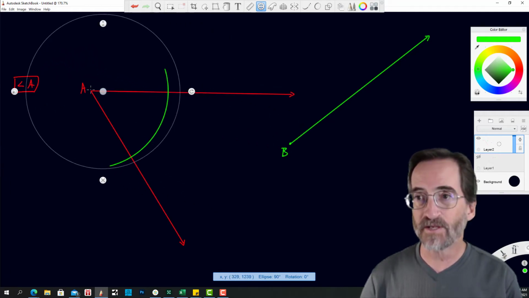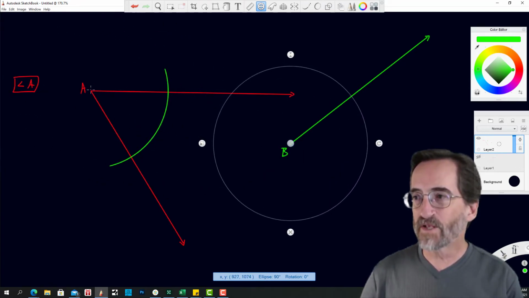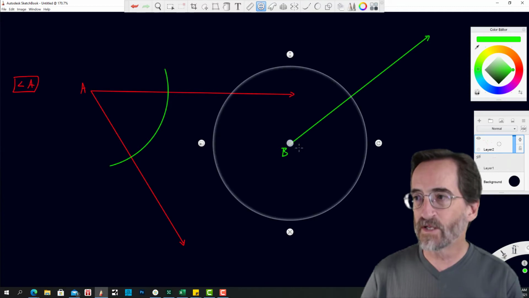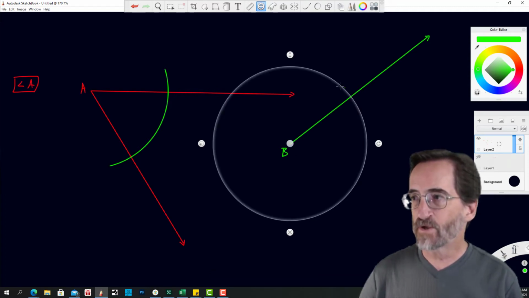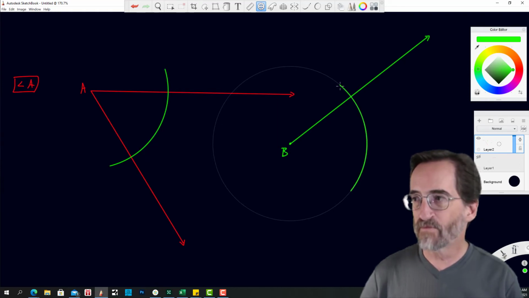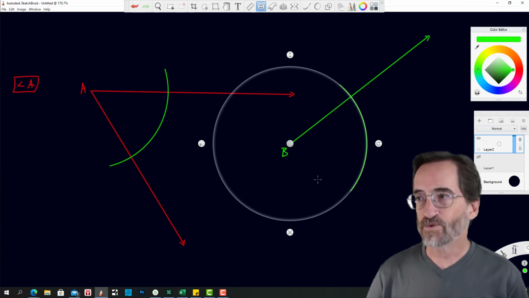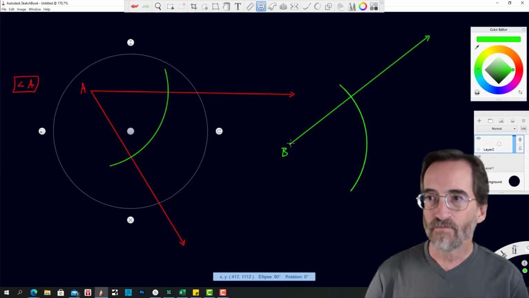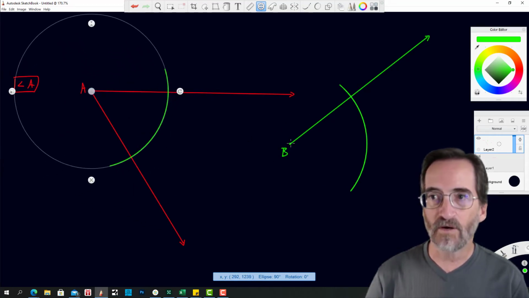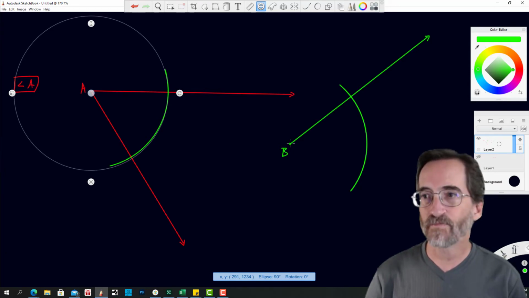Now, it's important on this very next step that we not change the setting of the compass. The compass is set so that I can draw this arc that crosses both sides. When I place my compass on point B, I'm going to keep the compass set to exactly the same size. And I'm going to draw an arc about the same length, or even a little bit longer than the arc I drew. So the arc at B is a copy of the arc at A. It has the same radius at least.